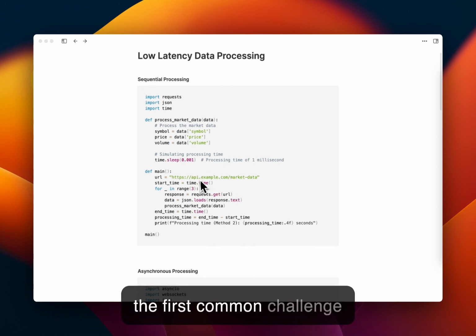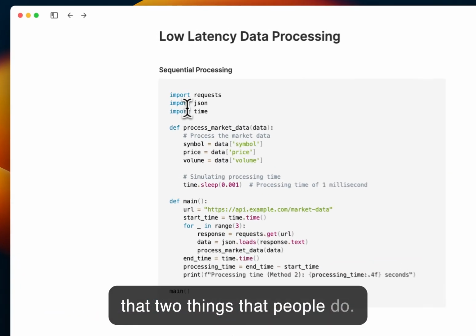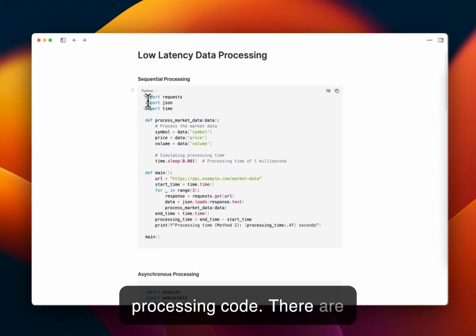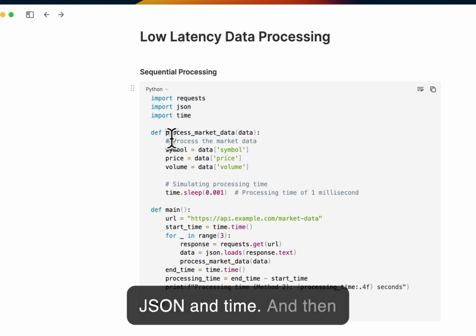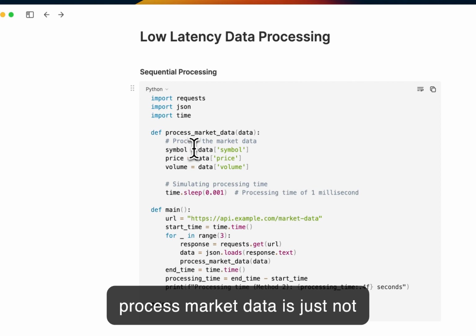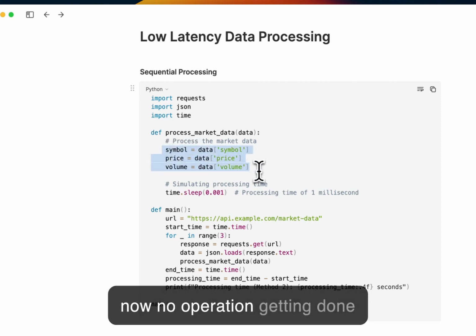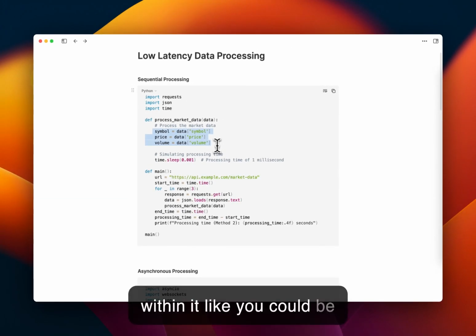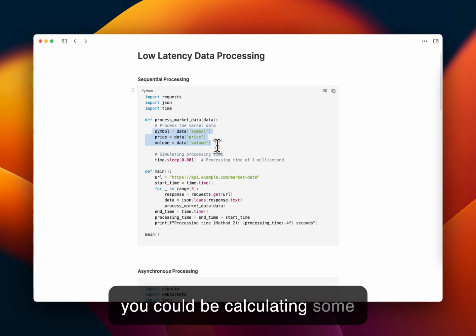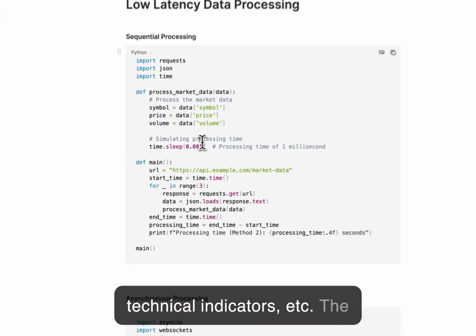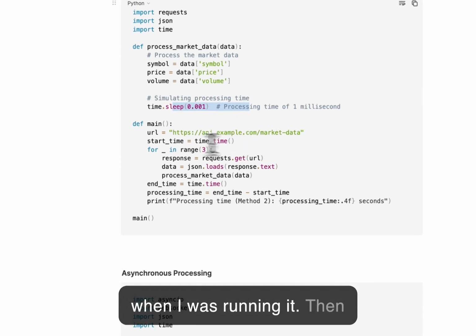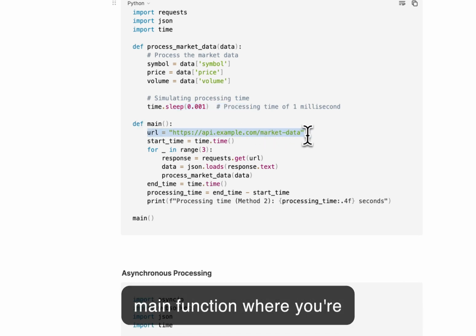So the first common challenge, two things that people do. If you look at this code, this is a very sequential processing code. There are some imports like requests, JSON and time, and then there's a function called process market data. The process market data is just not doing anything. There's right now no operation getting done, and that's by design. However, you can have operations within it, like adding some multiplication or calculating some technical indicators, etc. The simulation of processing time is just to add a little bit of lag when I was running it. Then you'll have some sort of a main function where you're getting the data in URL.